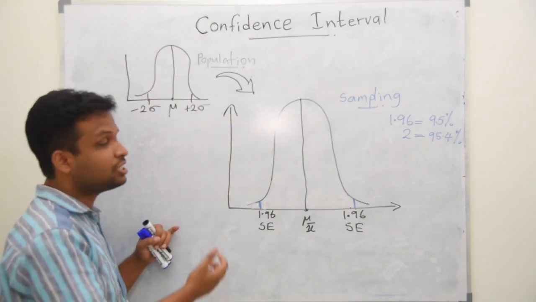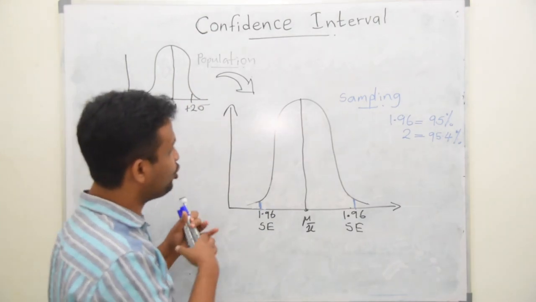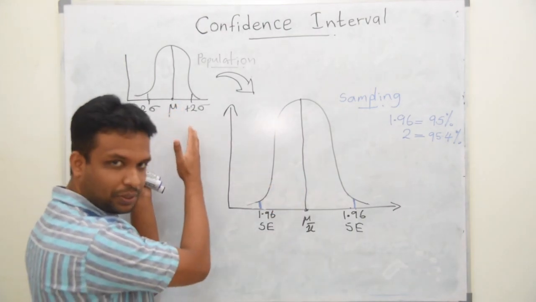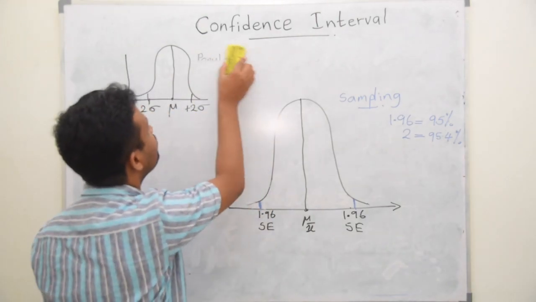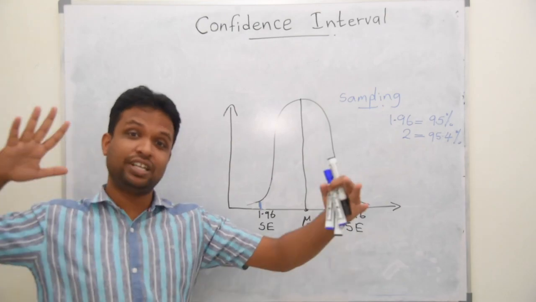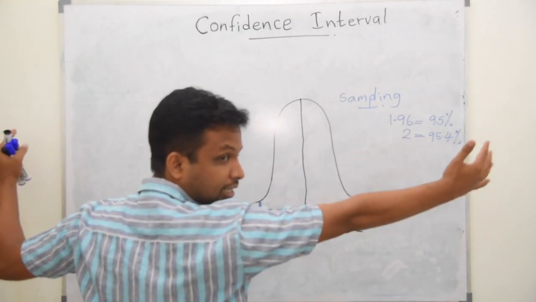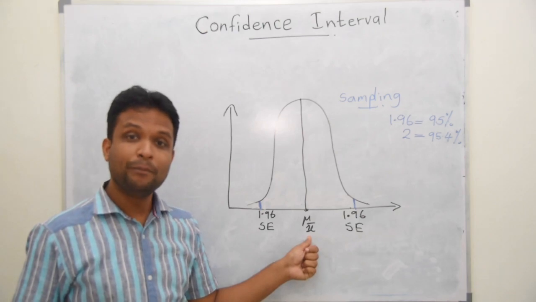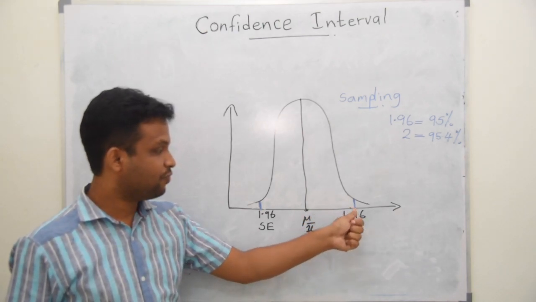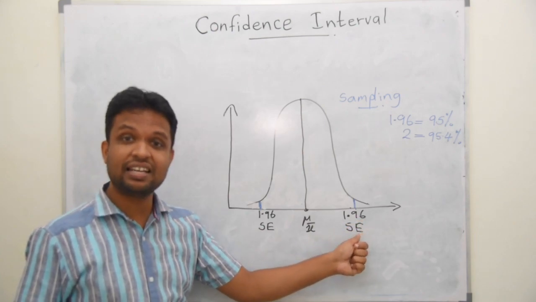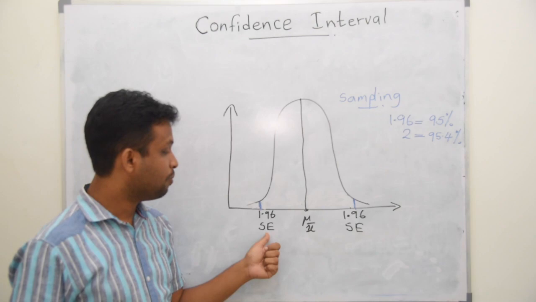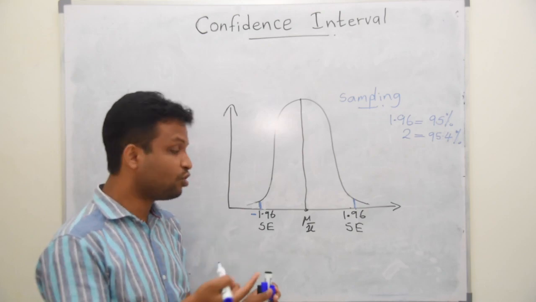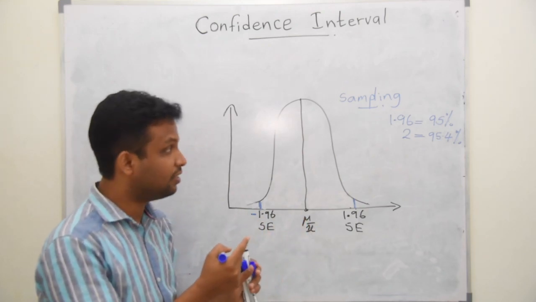We take many samples from this population and we draw the sampling distribution here. Ideally, this must be very small compared to this one. So I will erase the population distribution. Ideally, the population distribution is more dispersed than this one, so it should be something like this. In this sampling distribution, we have mu x bar at the center, or the mean of the sample means. And we have 1.96 SE, standard error, here, and minus 1.96 standard error. We know that the standard deviation of the sampling distribution is the standard error.